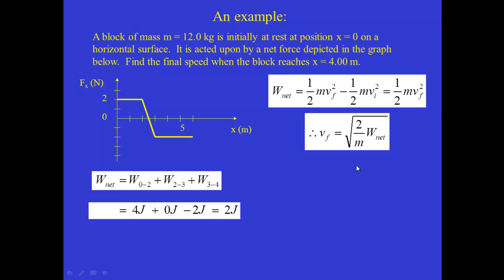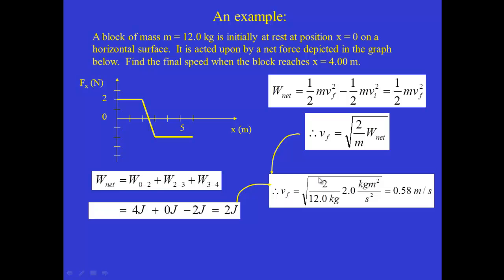So that term then can be plugged into our equation, and then we substitute for the mass. So the final velocity is the square root of 2 over 12 kilograms times 2 joules. I'm going to put the units in. A joule is a kilogram meter squared per second squared. So under the square root, the kilograms cancel, leaving meters squared per second squared, which when you take the square root gives you meters per second. So our final speed is 0.58 meters per second. And that's a simple example of how we can use the work energy theorem to solve for the change in the motion of an object when we know the force.